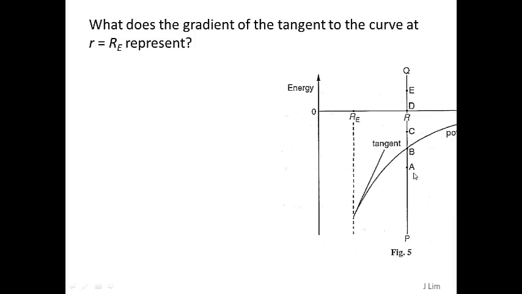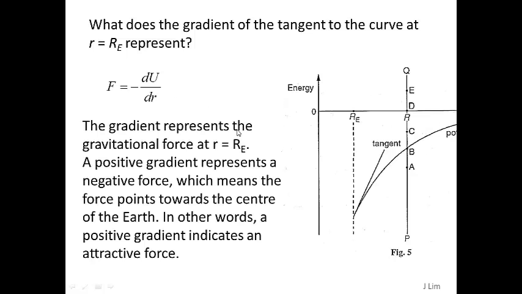What does the gradient of the tangent to the curve at r equals r_E represent? So this is a tangent at this point. The force is equal to minus dU/dr, where U is the potential energy and r is the distance. So the gradient represents the gravitational force at r equals r_E. A positive gradient represents a negative force, which means the force points towards the center of the Earth. In other words, a positive gradient indicates an attractive force.